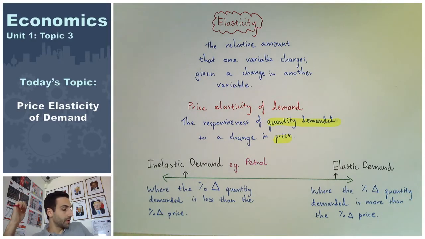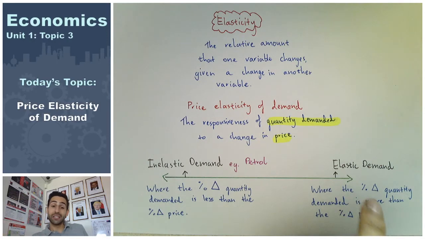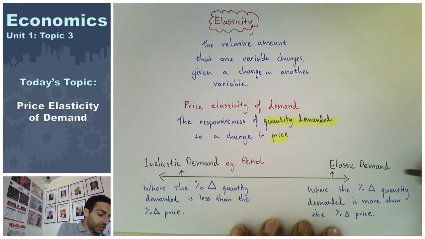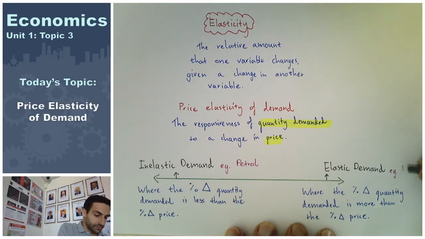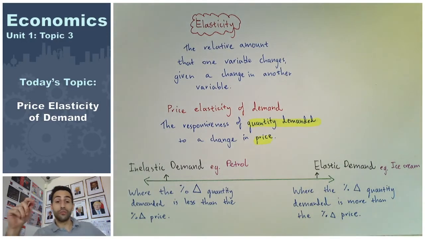Whether I like it or not, I need it. I demand the good. An example of something which might have more elastic demand is something that if the price goes up, I'm not going to want it anymore, and I'm going to swap to something that's a close substitute. So, for example, the different brands of ice cream.